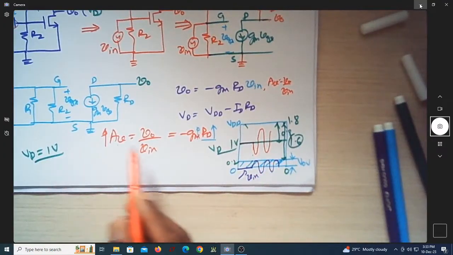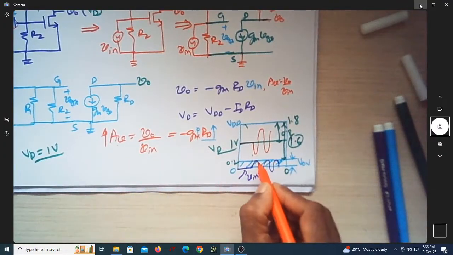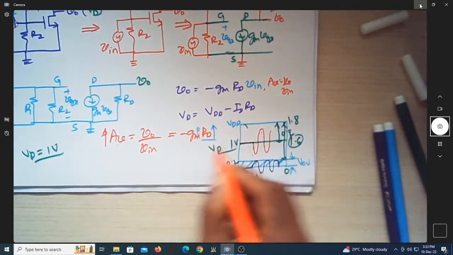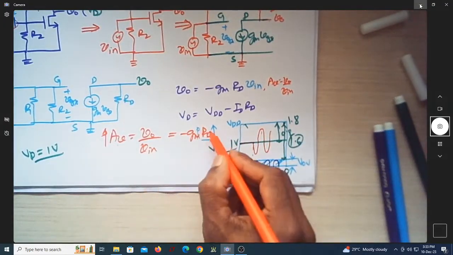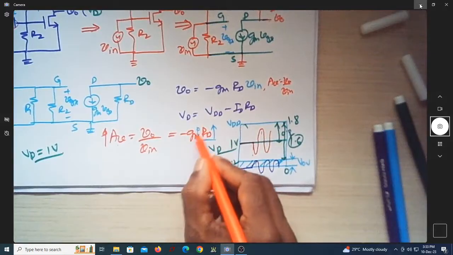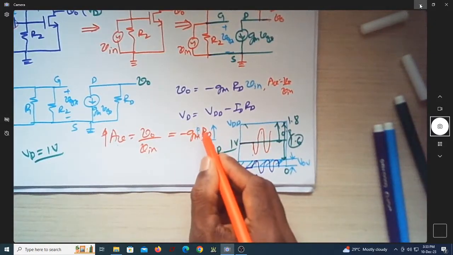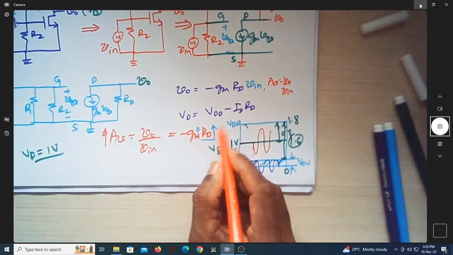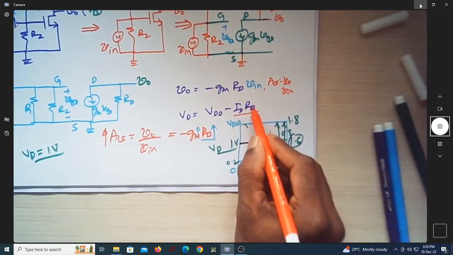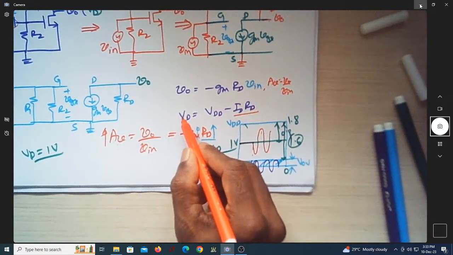Now assume that you increase the value of RD. Of course, this is Vin, this is V naught, and we'll get a gain of some value. Suppose if you increase the value of RD, certainly the gain will increase. More than that, can you see this RD will increase this ID into RD, which will reduce my VD value.